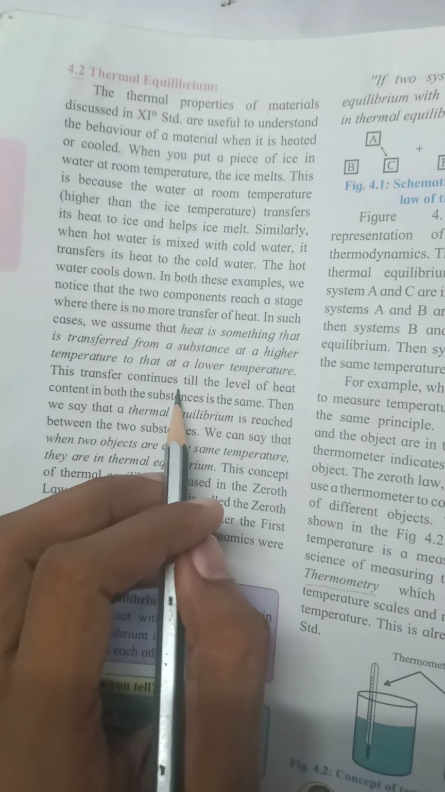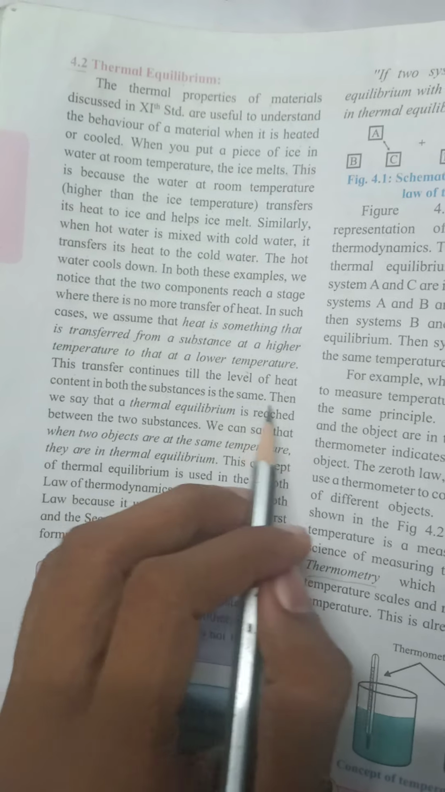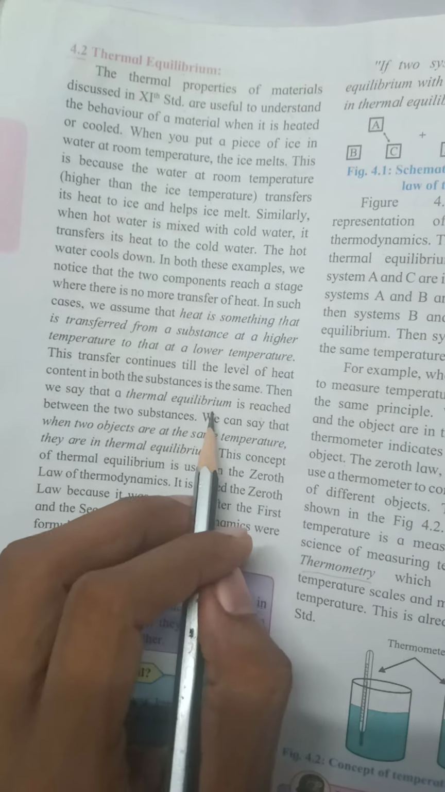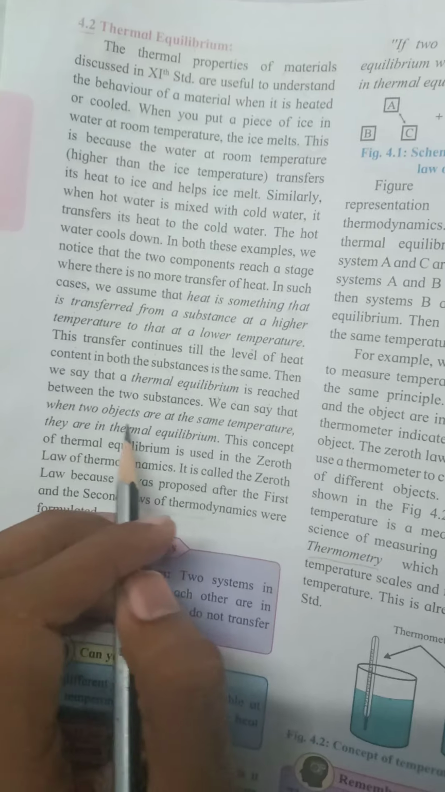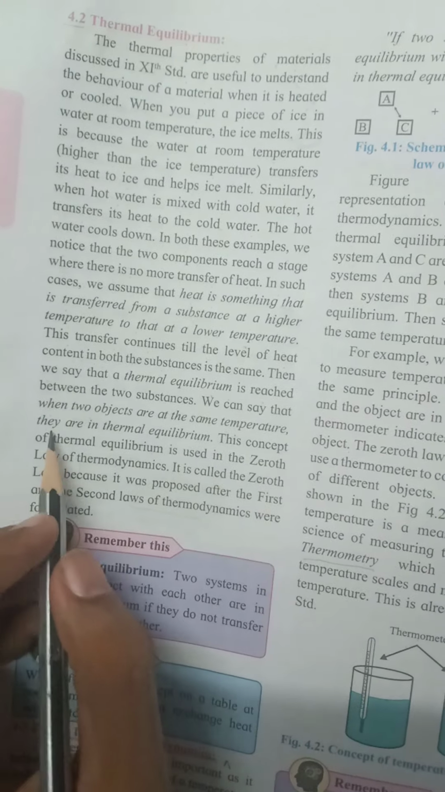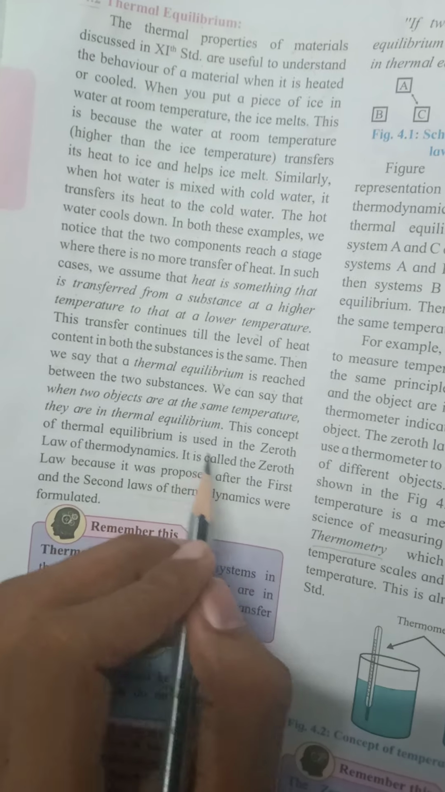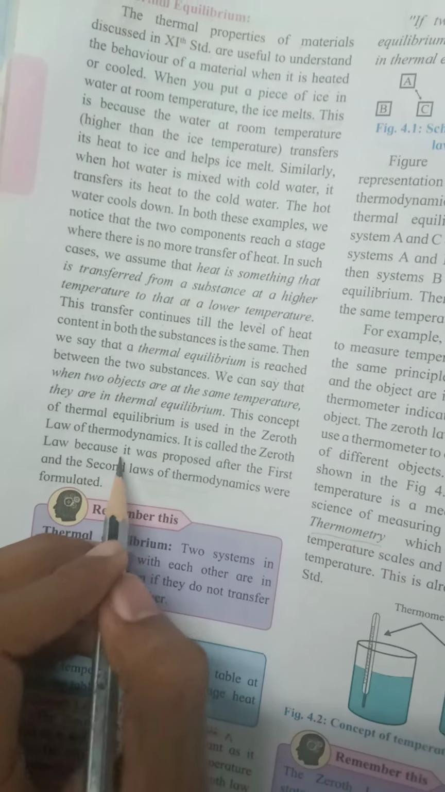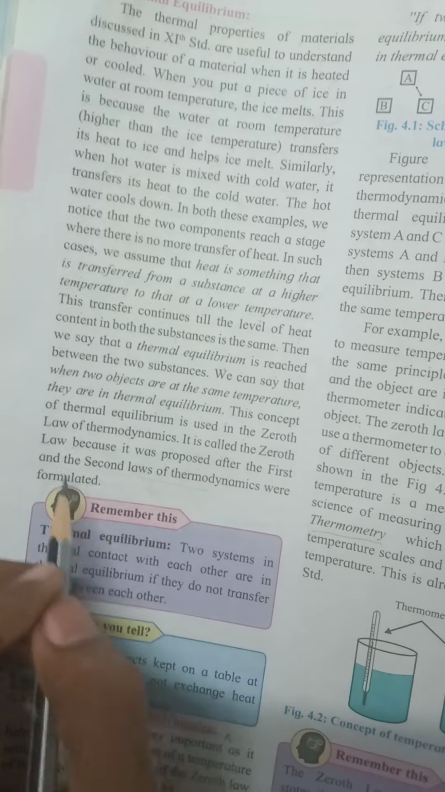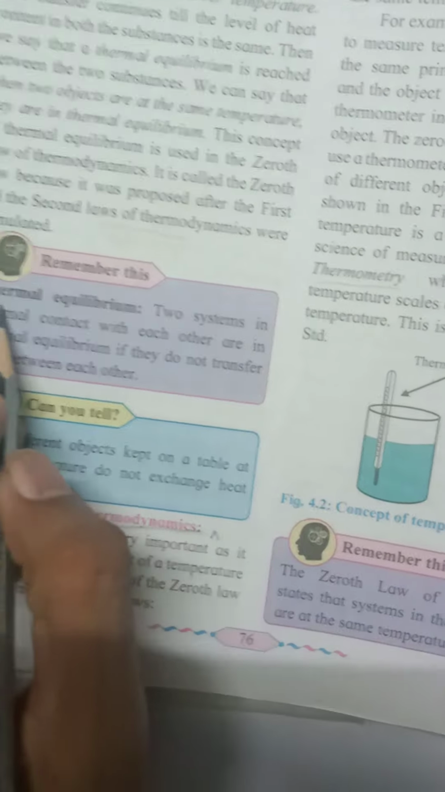This transfer continues till the level of heat contained in both the substances is the same. Then we say that a thermal equilibrium is reached between the two substances. We can say that when two objects are at the same temperature, they are in thermal equilibrium. This concept of thermal equilibrium is used in the zeroth law of thermodynamics. It is called the zeroth law because it was proposed after the first and the second laws of thermodynamics were formulated. Remember this: thermal equilibrium.